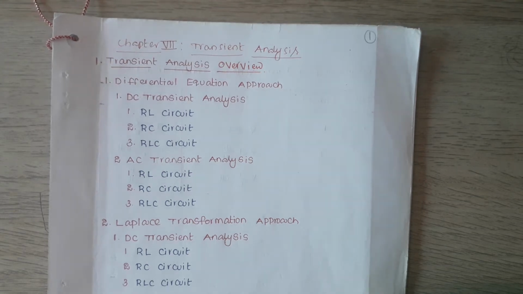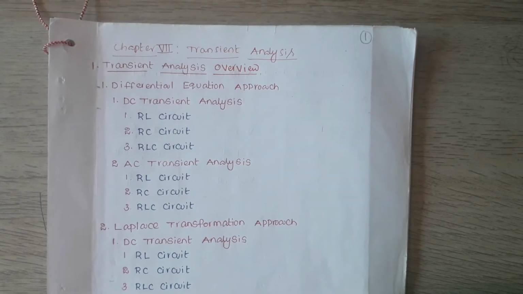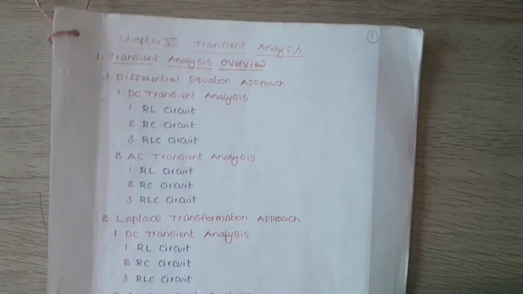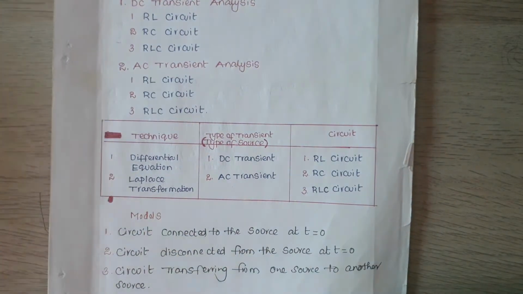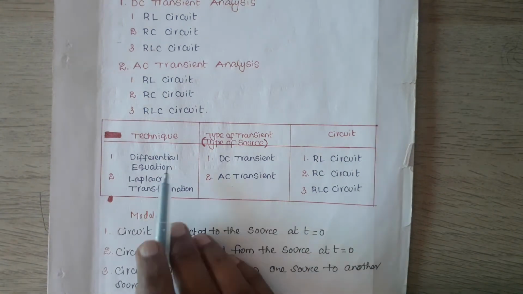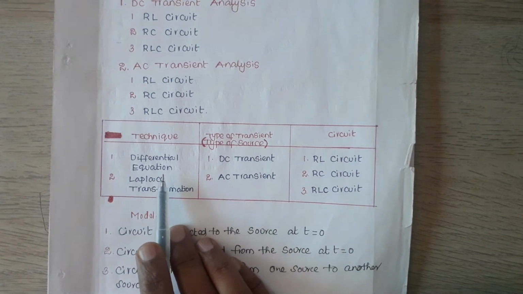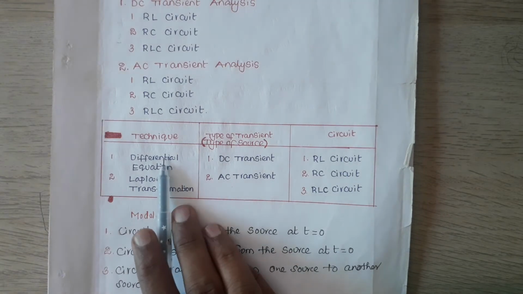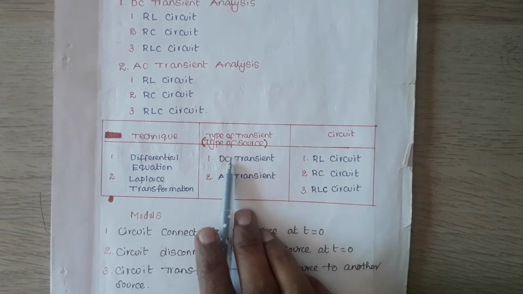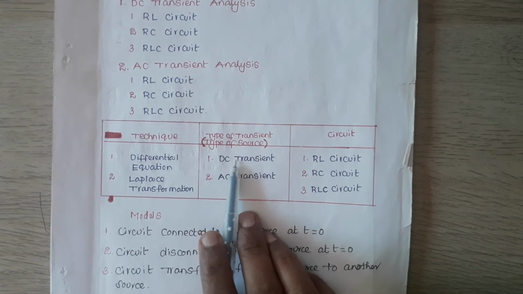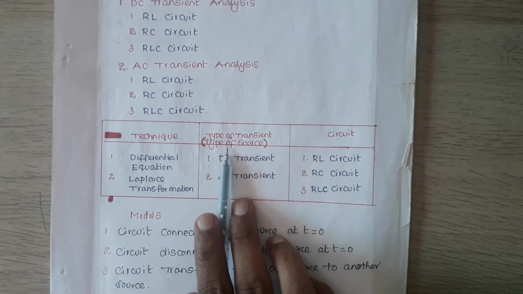So we are discussing Unit 3, transients, or otherwise called transient analysis. This is the outline of Unit 3: which technique we are using to analyze the circuits, whether the differential equation approach or the Laplace transform approach, and which type of transient, whether DC transient or AC transient, depends on the type of source.